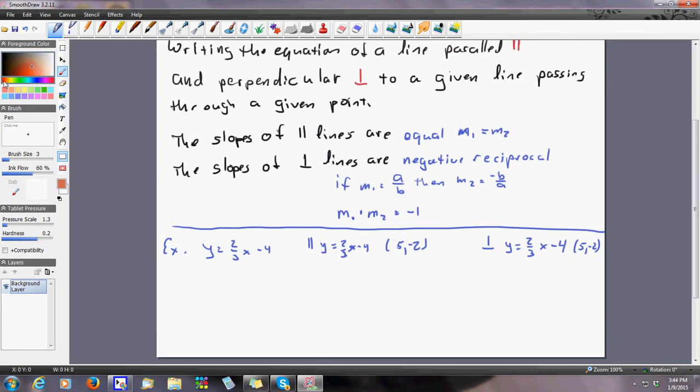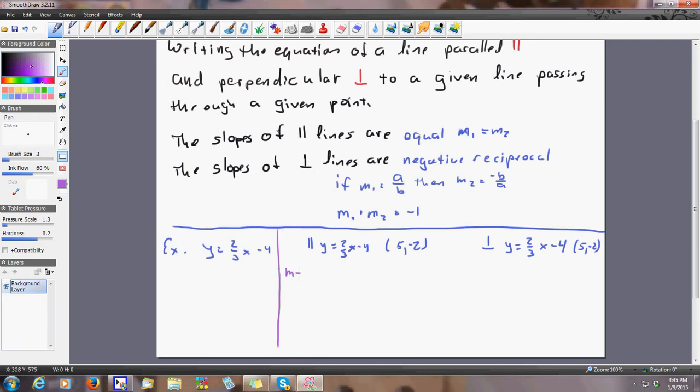And I certainly hope I have enough room to do this. We're going to do our best here. Let me see if I can find a nice color. Oh, how about this purple? All right. So the nice thing is this: I already have my m, because I want it to be parallel, so I know that my slopes have to be the same. I also have my x and my y. My x equals 5, and my y equals negative 2, because that's the point that I want to go through.